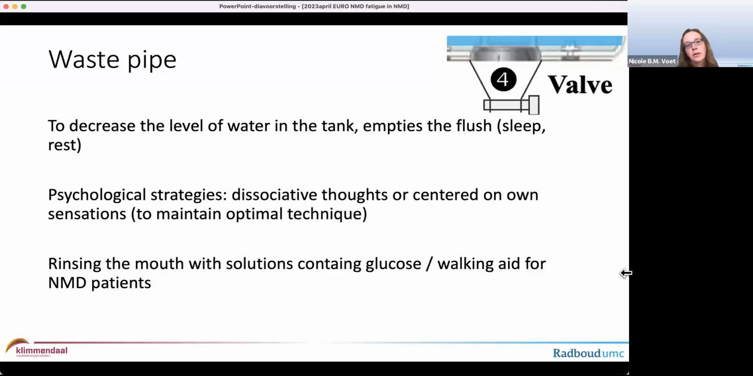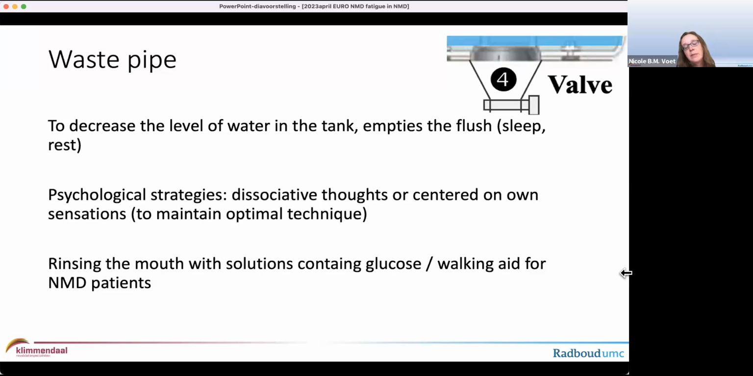We also know that psychological strategies can help. For example, dissociative thoughts during exercise, to take your attention away from the signals, or the other way around. Sometimes it helps to listen to your body and to center on your own sensations. That helps, for example, to maintain the optimal technique, optimal coordination. And we know in healthy people that it helps, for example, to rinse the mouth with a solution containing glucose. I don't advise you to do that every day, but I want to show you that you can help lowering the level of water in the tank.